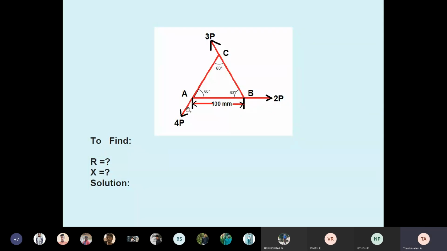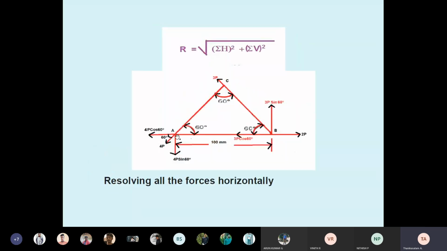See here, the 4P. 4P goes to which quadrant? Arun Kumar, tell me now. Third quadrant. Excellent. So the angle also 60 degree with respect to X. With respect to X it goes to the third quadrant. What does the third quadrant mean? X minus, Y minus. So for 4P, cos 60, 4P sin 60. So they given three forces acting along three sides. The 3P and 4P are inclined, so I converted.